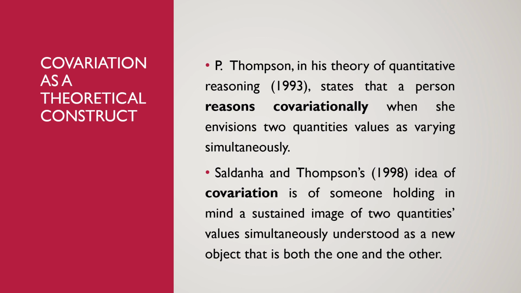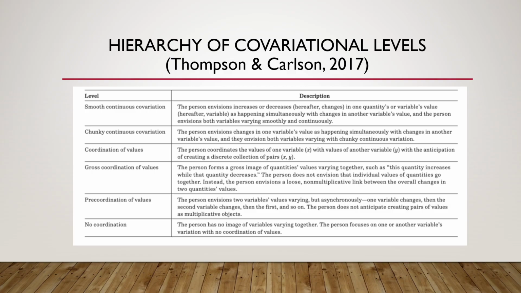This theoretical construct appeared for the first time in the theory of quantitative reasoning developed by Thompson. He states that a person reasons covariationally when she envisions two quantities' values as varying simultaneously. And again, Saldanha and Thompson's idea of covariation is of someone holding in mind an image of two quantities' values simultaneously, so that they have in mind a new object that is both the one and the other. The final version of this theoretical construct can be summed up in 6 levels of covariational reasoning, ranking from no covariation to smooth continuous covariation, and they have been developed by Thompson and Carlson.